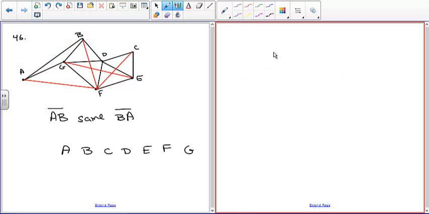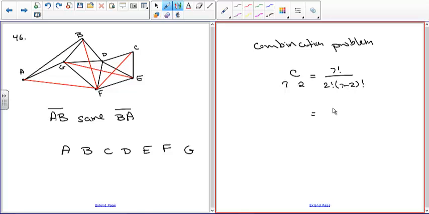So what does that sound like? 7 letters, 2 at a time. Order is not important. That sounds like a combination problem to me. And so all we have to do is take 7 things, taken 2 at a time, which is 7 factorial over 2 factorial times 7 minus 2 factorial. 7 times 6 times 5 factorial, divided by 2 factorial, 5 factorial. 7 minus 2 is 5. These cancel out. So you have 42 divided by 2 times 1, so 42 divided by 2. So the answer is 21.